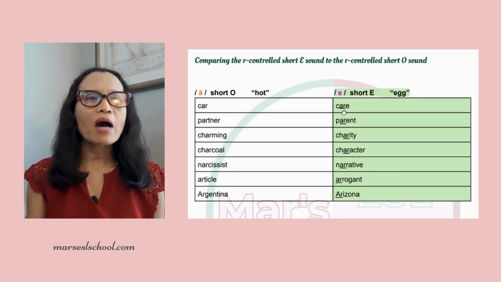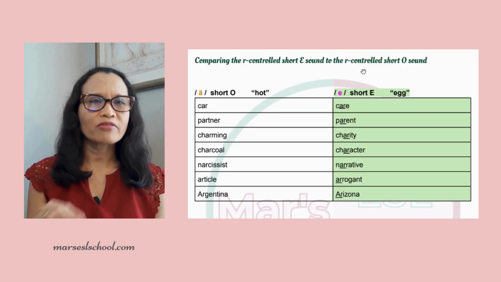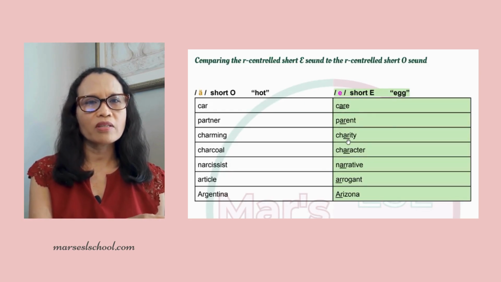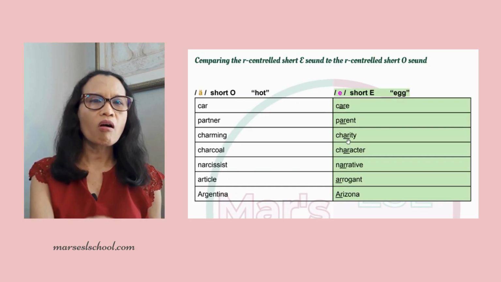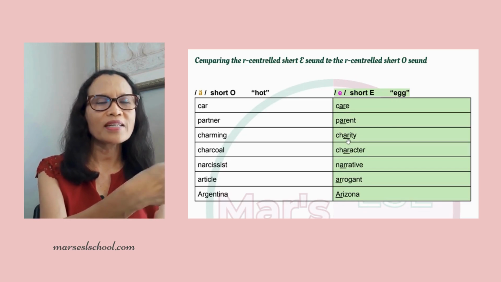When talking about R-controlled vowels, there's always an R after the vowel, and the R controls the vowel sound. That's why it's called R-controlled. It's also called a bossy R. So the R controls the vowel and it changes it to a different sound.